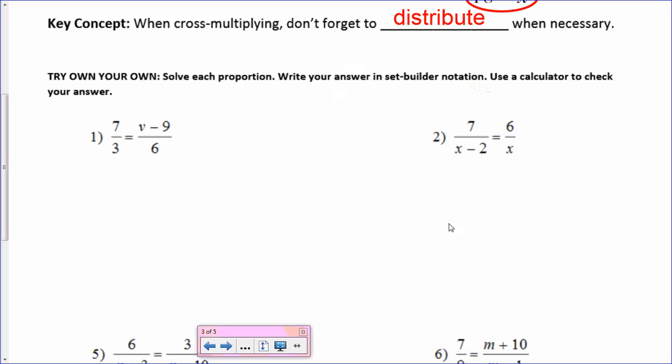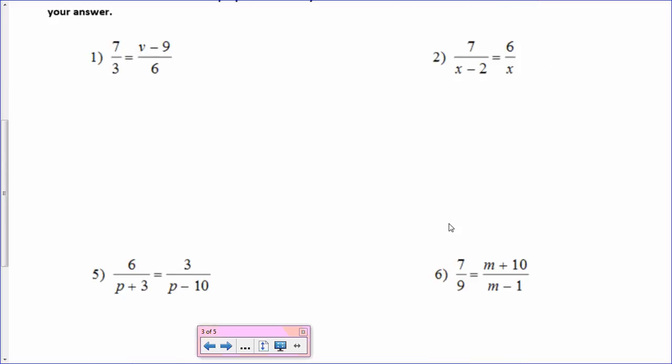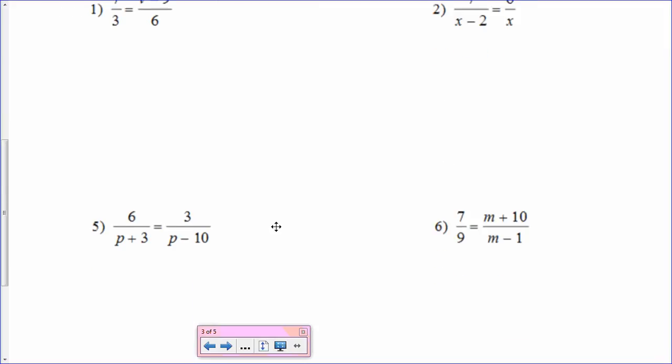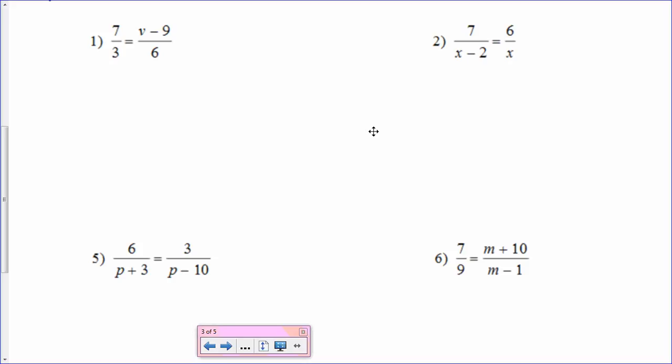So go ahead and try these 4 on your own. They're not horrible. I will say this, 5 and 6 does have multiple distributions. So you have a group here and a group here. The same thing, they both need to be put in parentheses when you cross multiply. Same thing with number 6. That was my little hint for you. So go ahead and try these. When you come back, I'll have the answers for you.